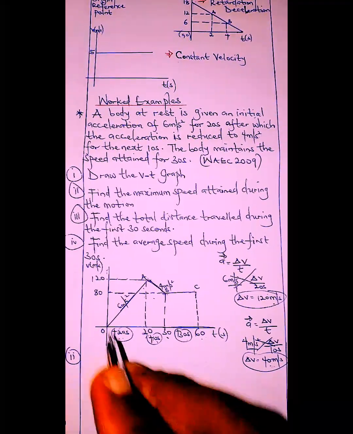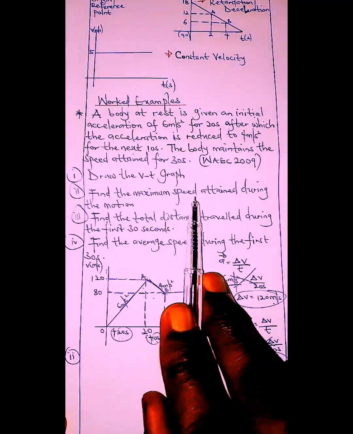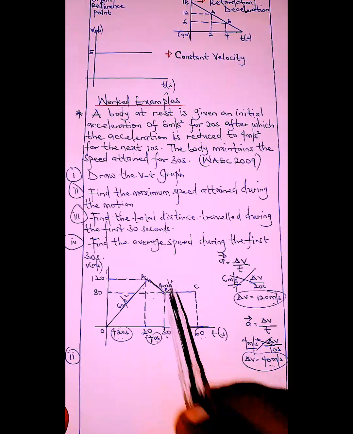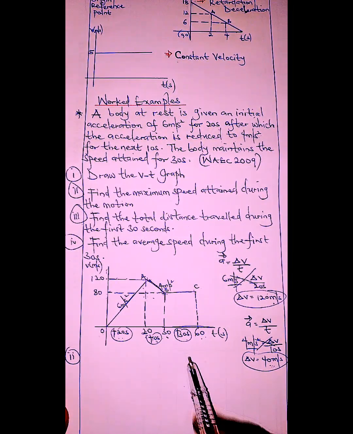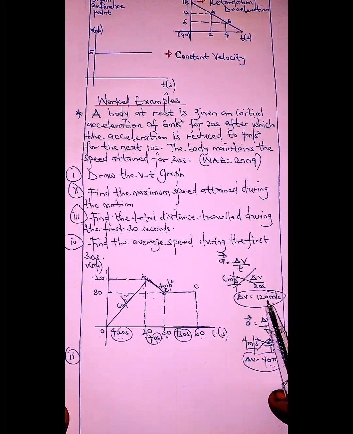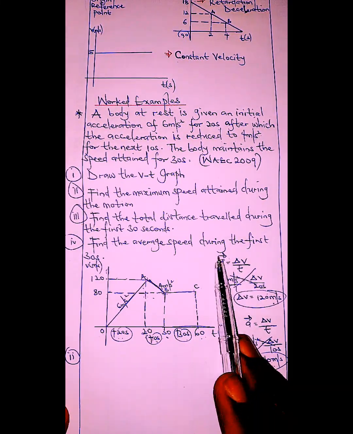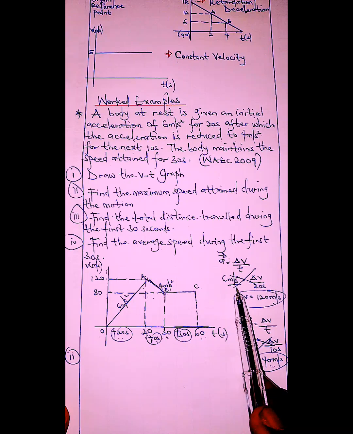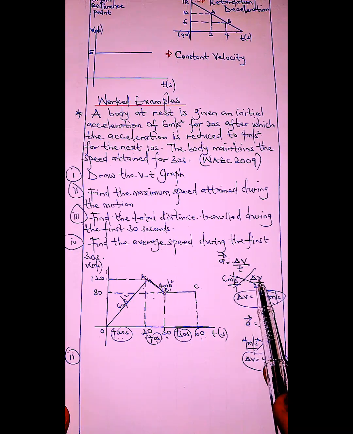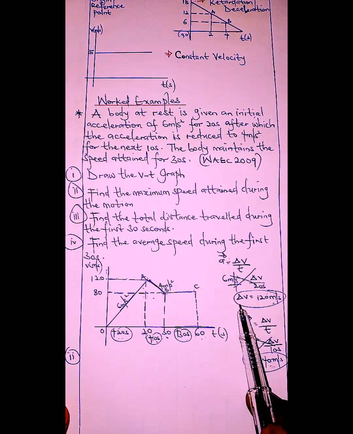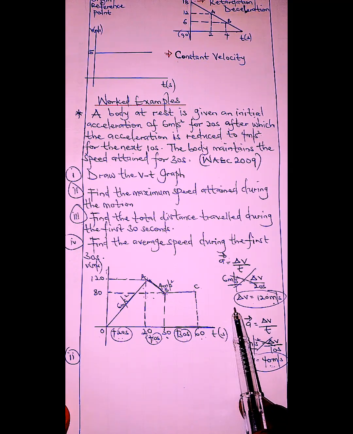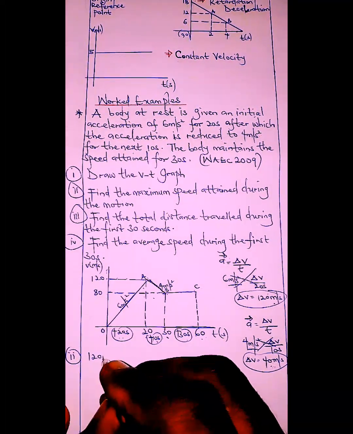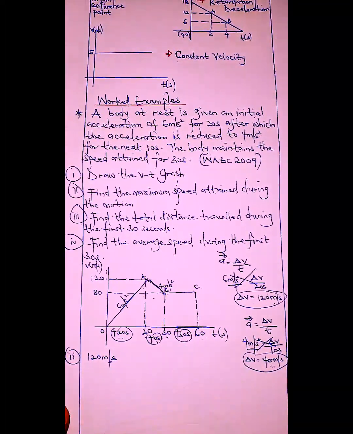The next question is simply this: find the maximum speed attained during the motion. We've found out already. The maximum speed attained during the motion is simply, as you can see, acceleration, the change in velocity over time taken. That's average acceleration. Acceleration is 6 meters per second squared, equal to change in velocity, which is the maximum speed we're talking about, over time taken. So the maximum speed attained during the whole motion, the highest speed attained, was 120 meter per second. So that's sorted: 120 meter per second, as simple as that.